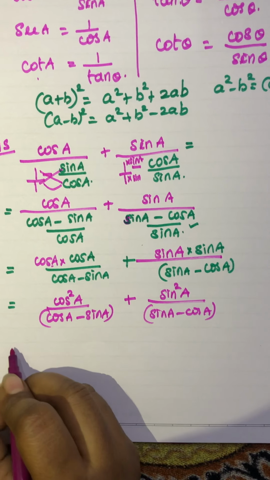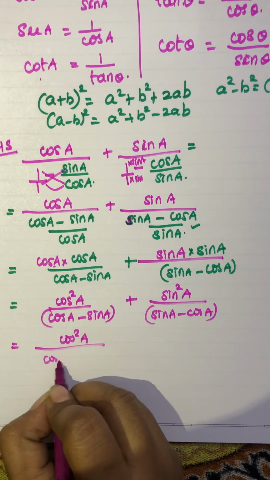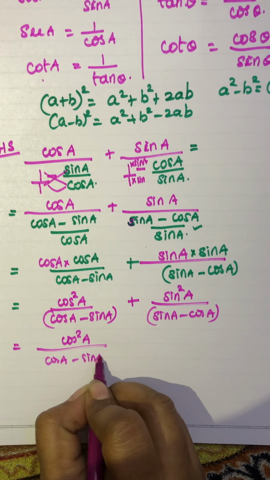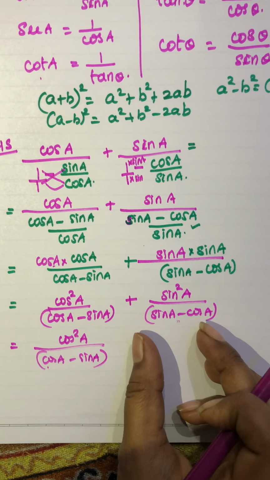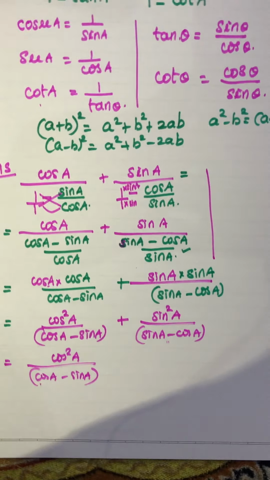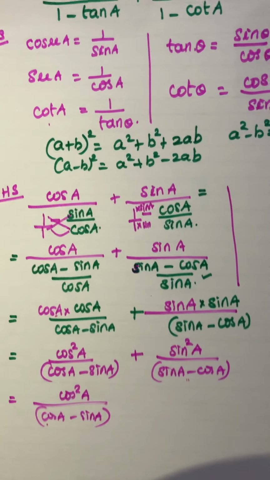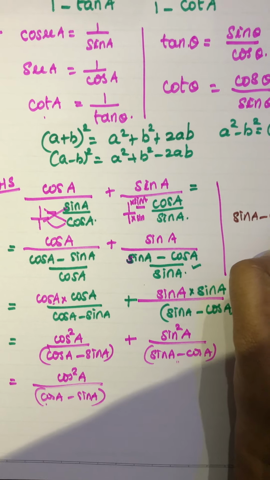Okay, so see, this is cos square A. So this is cos A minus sin A. So here in the denominator, see, I am going to write, to understand, how can we write sin A minus cos A.